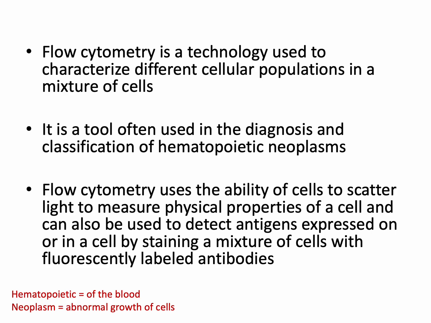With flow cytometry, we use the ability of cells to scatter light in order to measure physical properties of a cell, such as cell size or cytoplasmic granularity. As well, we can use flow cytometry to detect antigens expressed either in or on a cell by staining a mixture of cells with fluorescently labeled antibodies and then looking for expression of the antigens to which they bind.